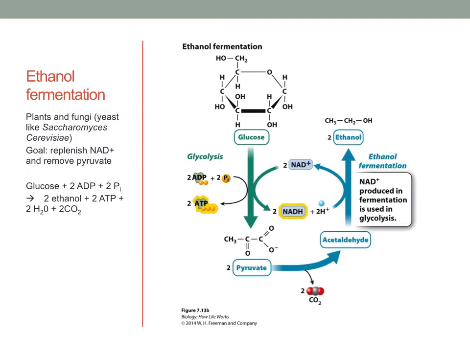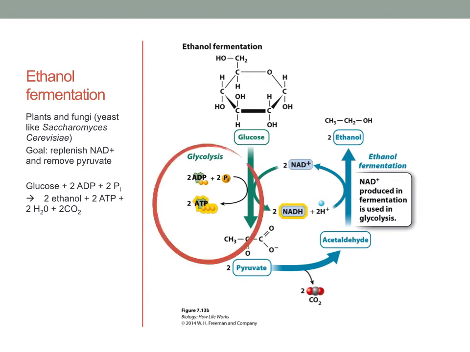In other organisms like plants and fungi, like for example the yeast Saccharomyces cerevisiae, that maybe some of you have heard of, because it is the one that is used to produce beer, for example. It is a slightly different pathway, but the same goals are there. You need to replenish NAD+, and you need to remove pyruvate in order to go on with the process. So basically the same thing will happen.